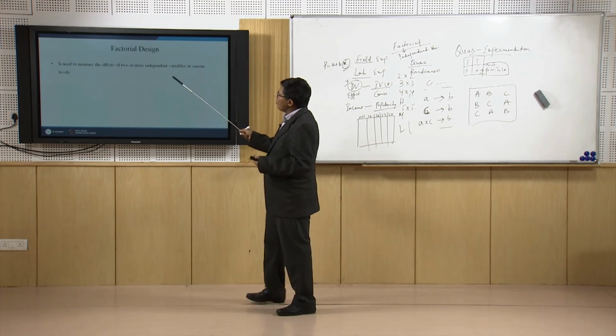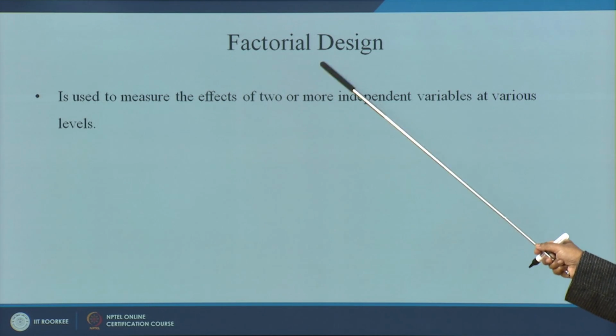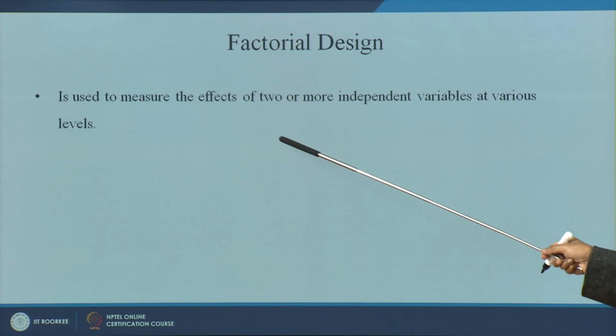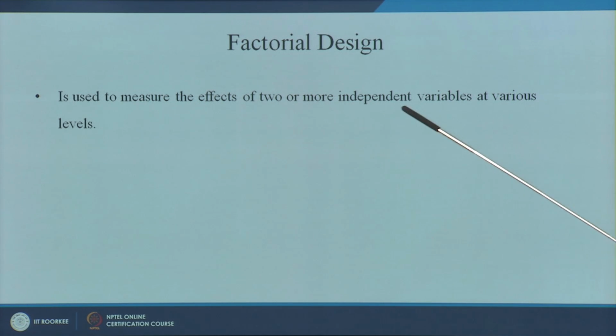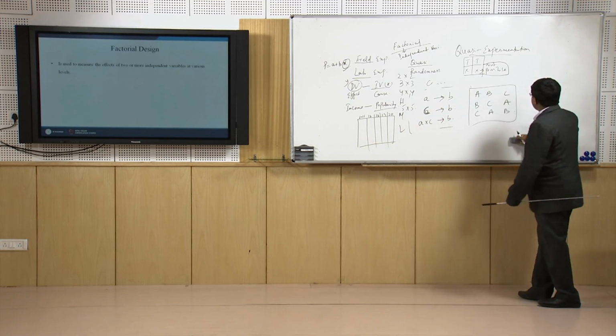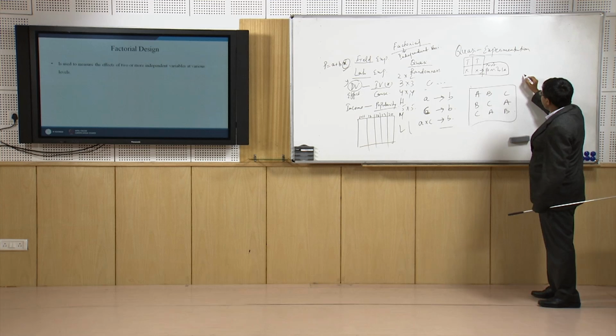Now, the factorial design has a larger benefit than the others. What is happening here? It is used to measure the effect of 2 or more independent variables or factors at various levels. That is the basic advantage. In other studies and experimentations, we were missing out the levels. In these statistical designs, we are measuring the levels.